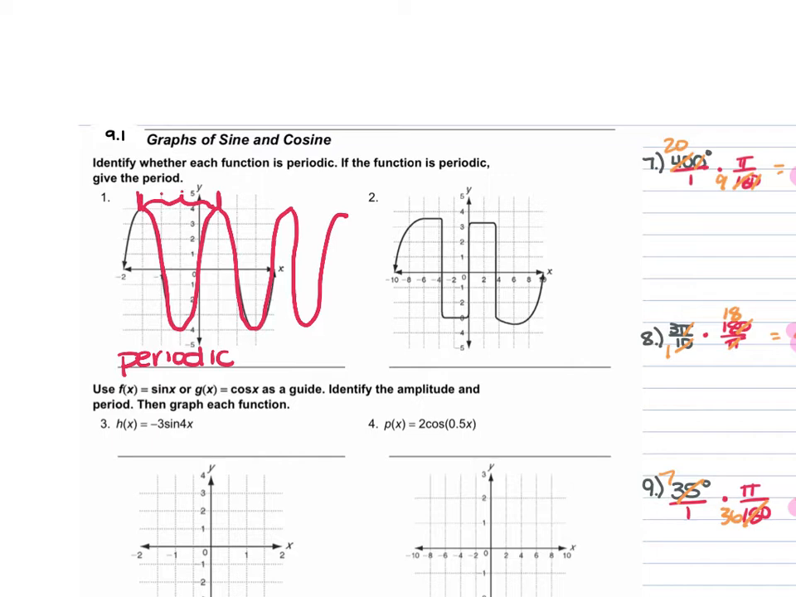So 1, 2, 3, 4. Your period is 4. For 2, you do not have a periodic function because this here does not repeat itself. So this one is not periodic.